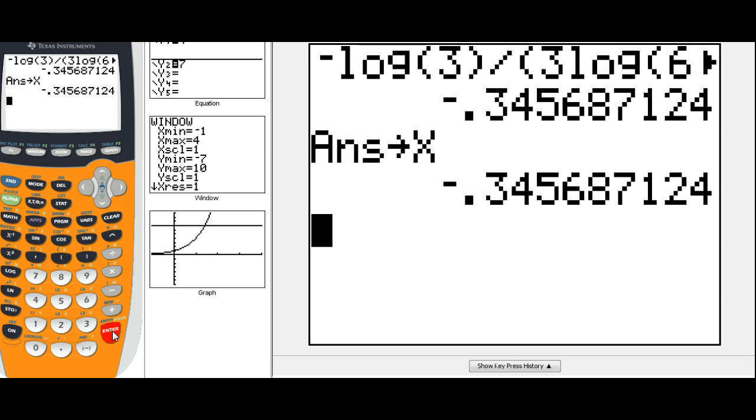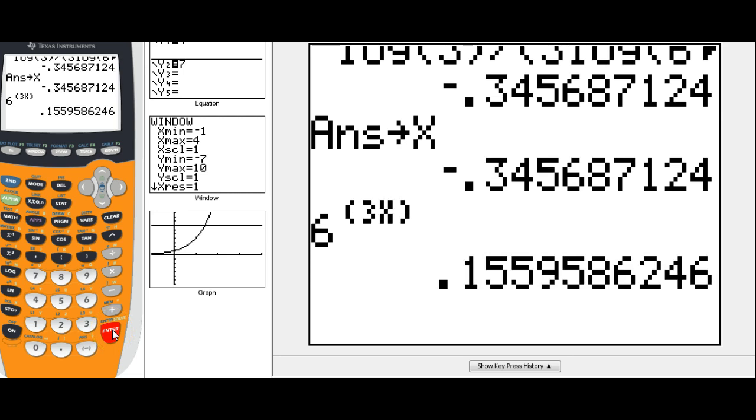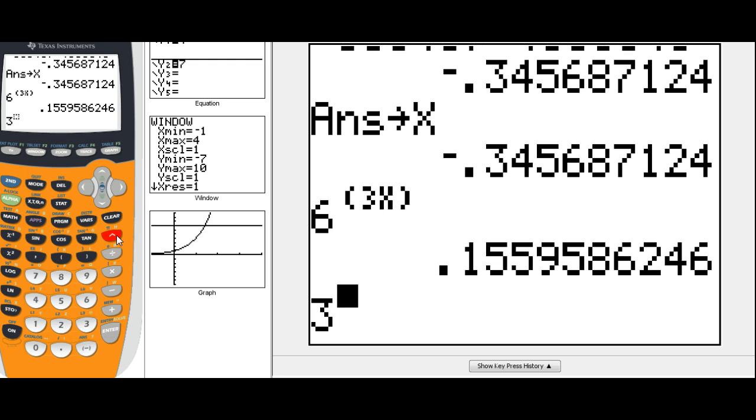All right. So if I type in the left side of my original equation, 6 to the exponent 3x, I get a value when x is negative 0.345687124. There's that value for 6 to the 3x. Now if this is a correct value for x, it should equal the right side of the equation, which was 3 to the exponent 2x minus 1.